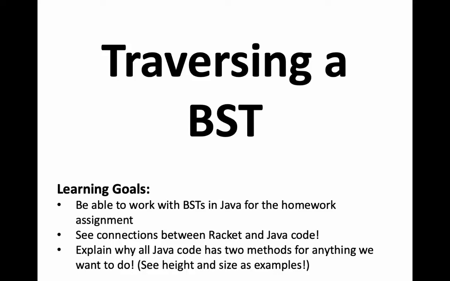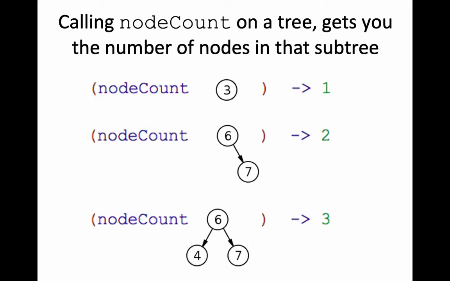Okay, we're going to traverse a binary search tree, and we're going to practice both in Racket and Java. So the thing we're going to practice on is node count. And you've maybe seen node count in Racket before. That's okay. You probably don't have it memorized, so trying to practice on it again is going to be helpful. So node count's just trying to traverse the whole tree to see the total number of nodes.